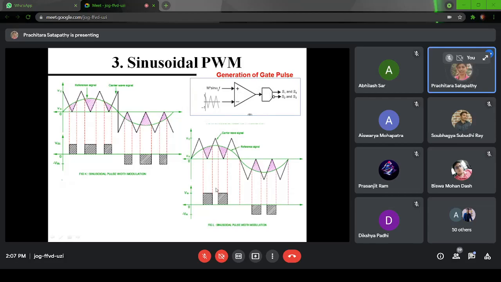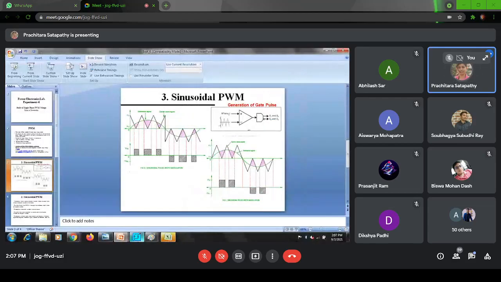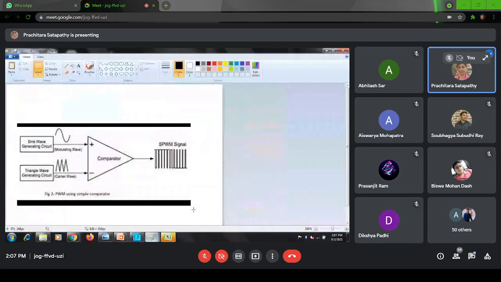So in the diagram, you can see whenever this sine wave is compared with your triangular wave, you will get a pulse. Yes or no? And that width is not the same. Somewhere it will be more, somewhere it will be less. Yes or no?